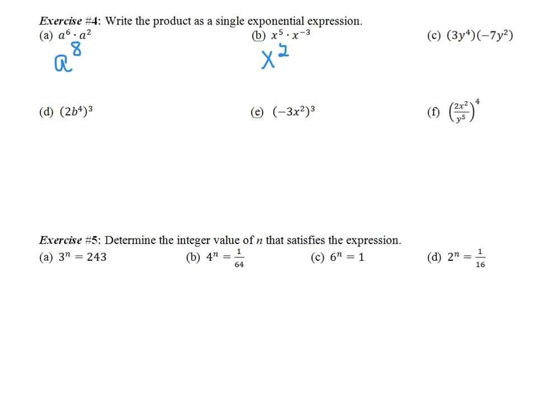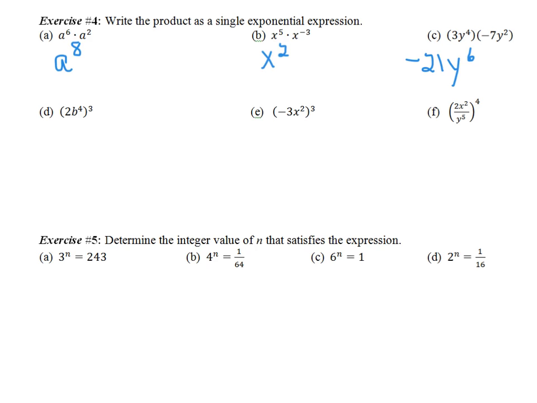Now notice in the third example here that these exponential functions each have coefficients. So when I am multiplying, I want to multiply the coefficients first. So 3 times -7 gives me -21. y to the fourth times y to the second. I keep my base of y and add the exponents together. So my final product here is -21 y to the sixth.